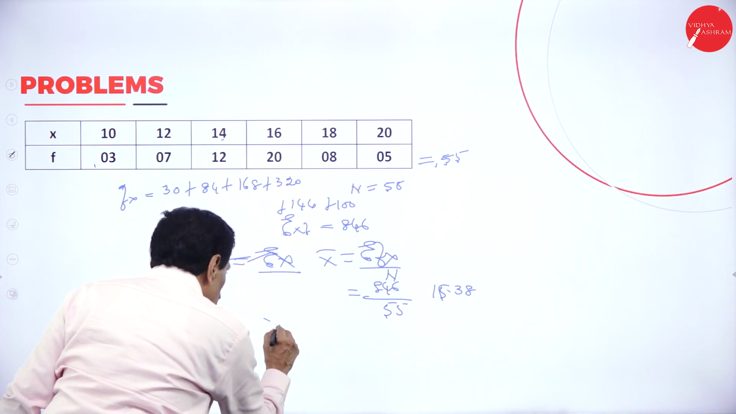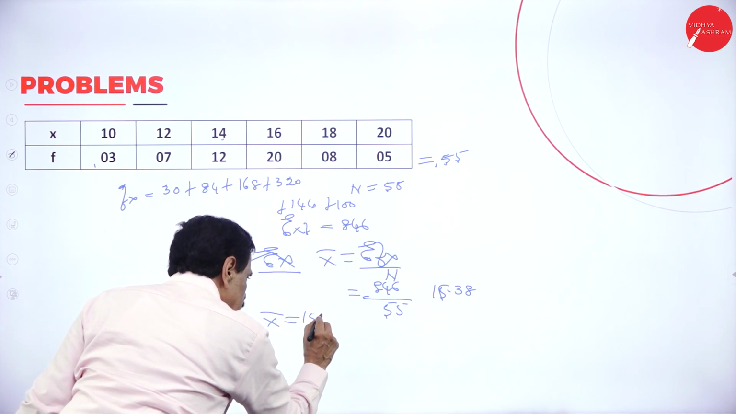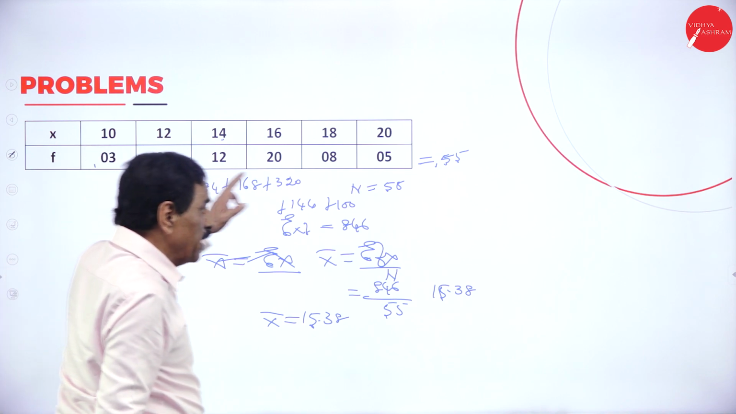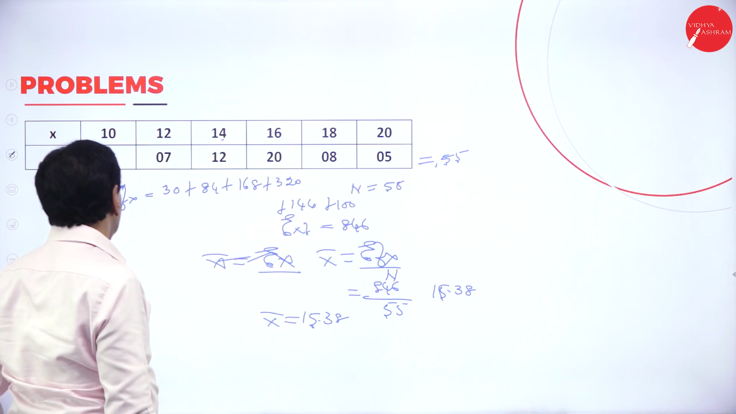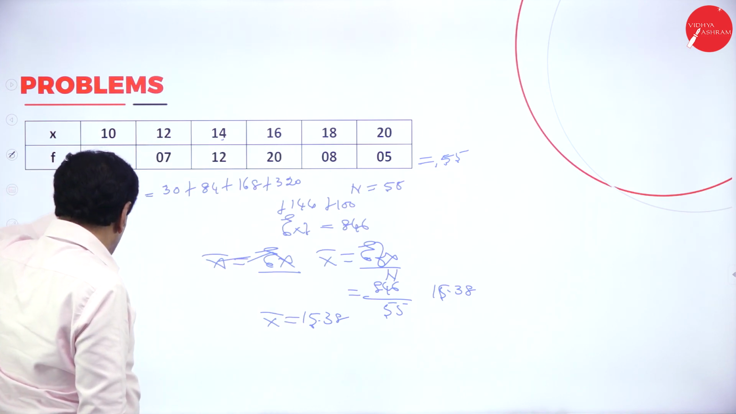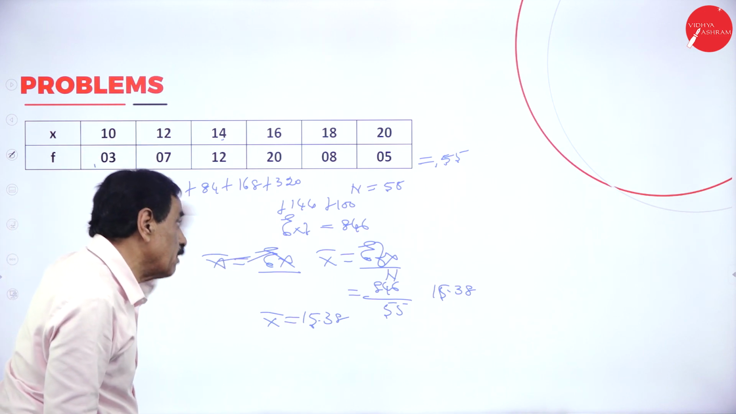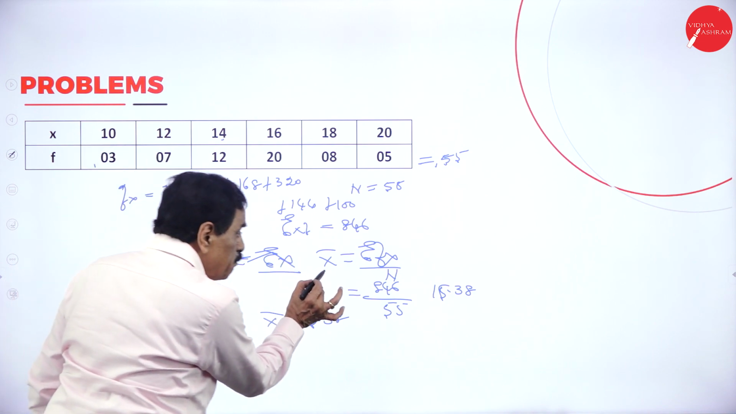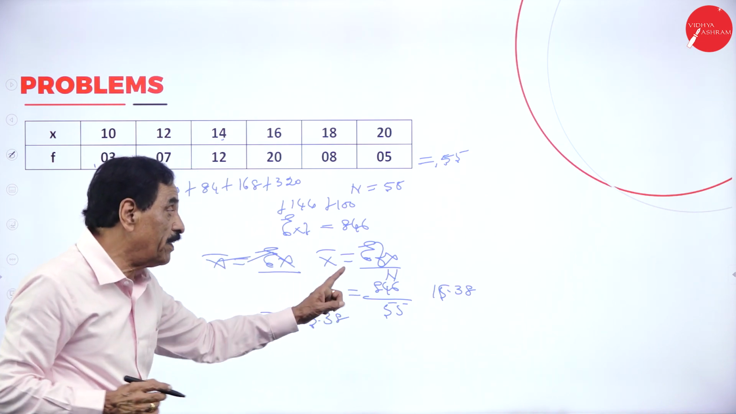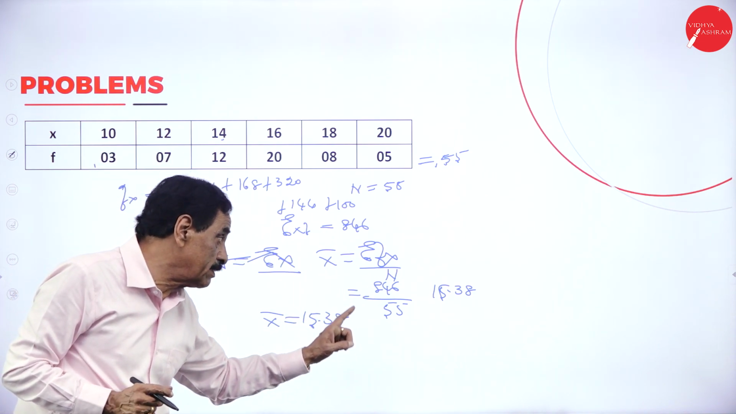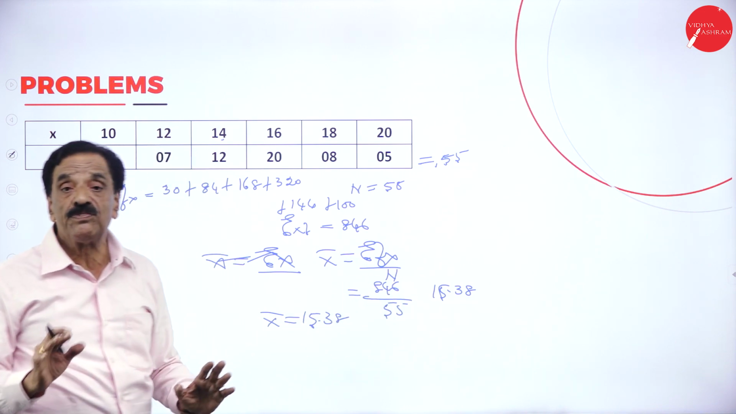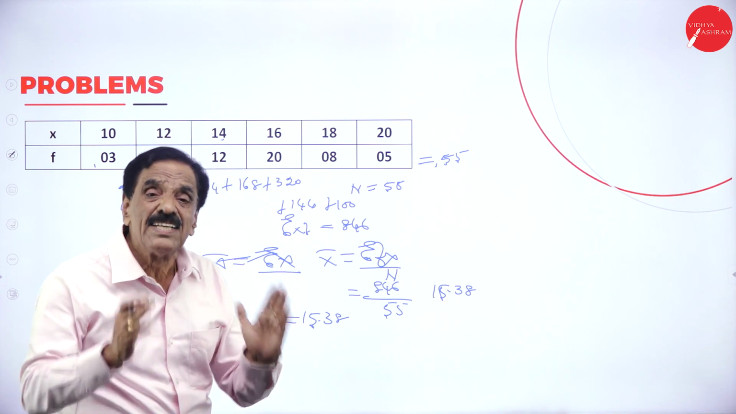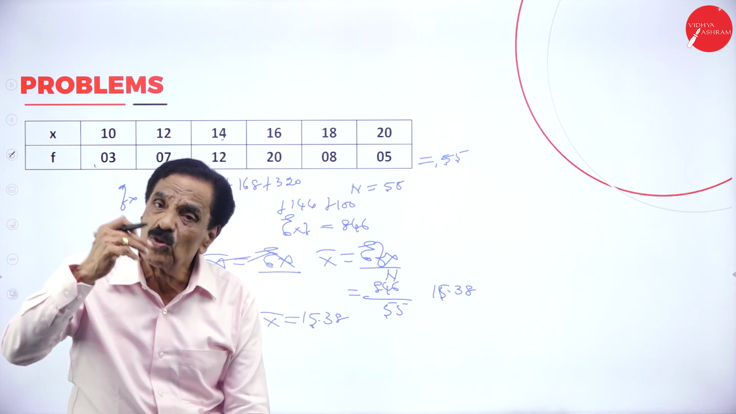Mean is equal to 15.38. What are the steps? First add the frequency, it is equal to 55. Multiply x into frequency, that is sigma fx or xf, 846. Apply the formula. Mean is equal to sigma fx over n. 846 divided by 55 works out to 15.38. So 15.38 is the mean. We'll go to the next one.